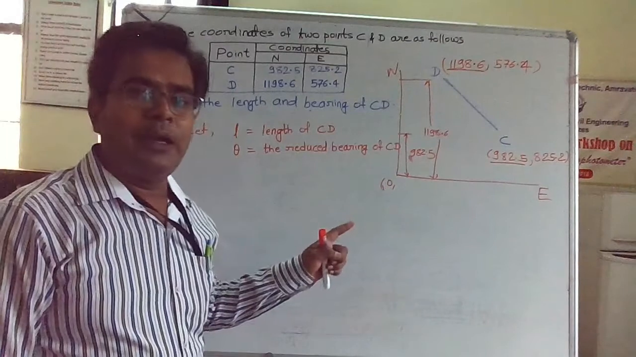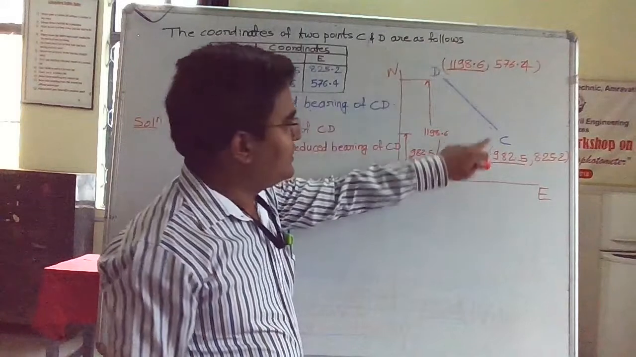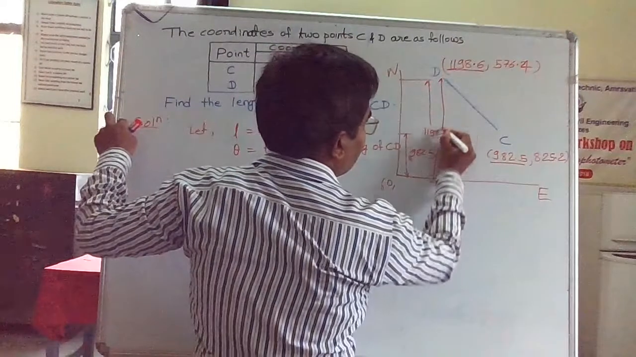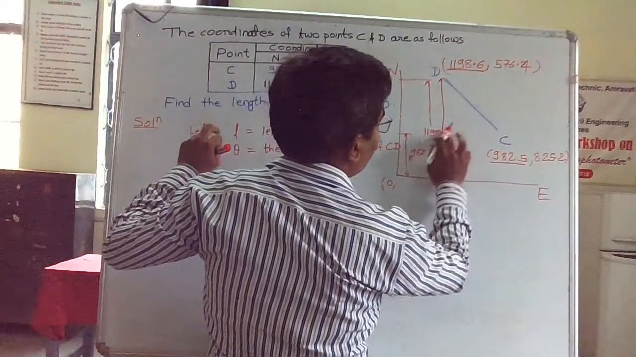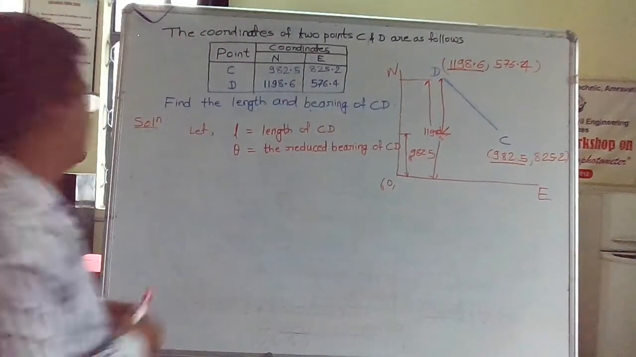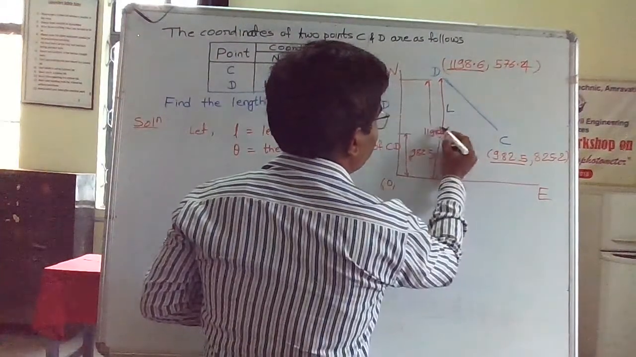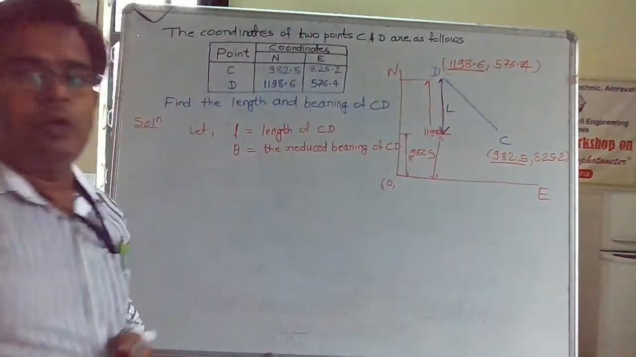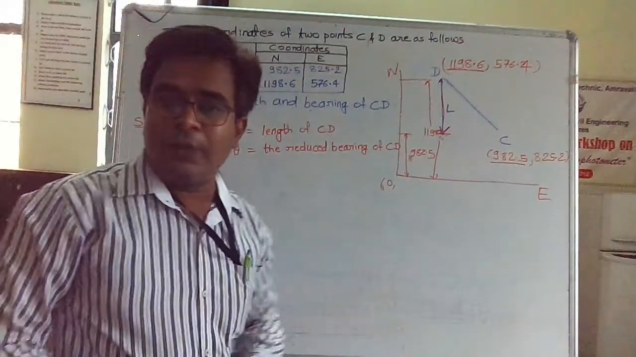Now, if we have to find the distance of line CD along north, then we have to subtract the coordinate of point C from the coordinate of point D. That is 1198.6 minus 92.5. So that will give us this length, and this is nothing but the latitude of line CD, that is the distance of line CD along north.